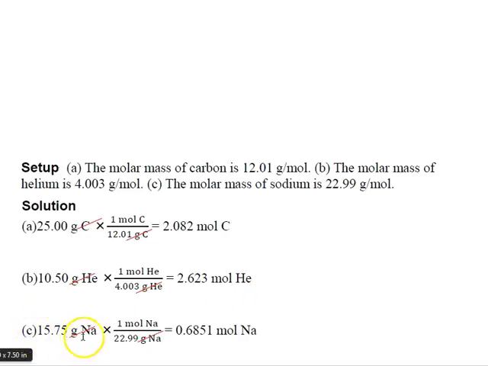In the last example with sodium, the molar mass is 22.99 grams per mole. Again, that comes straight from the periodic table. We set it up with this ratio. Grams cancel, and we're left with 0.6851 moles of sodium.